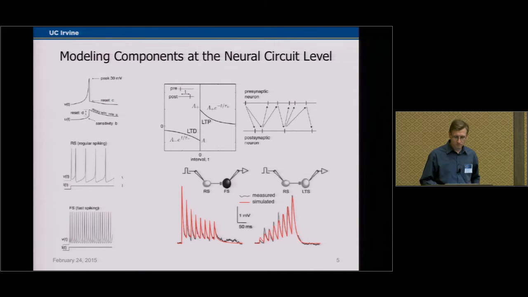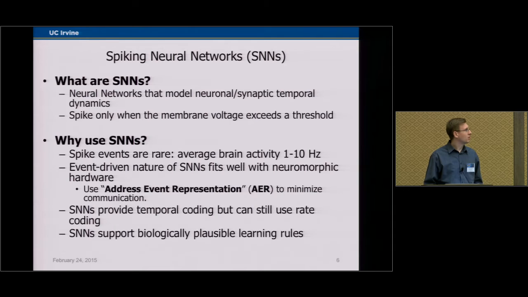Okay? So let's briefly talk about spiking neural networks. Remember that they model neuronal synaptic temporal dynamics. That's the important part. We capture temporal dynamics here. And they spike only when membrane voltage exceeds the threshold, which we all know. So here's a question: why use spiking neural networks? And this is sometimes a contentious point.